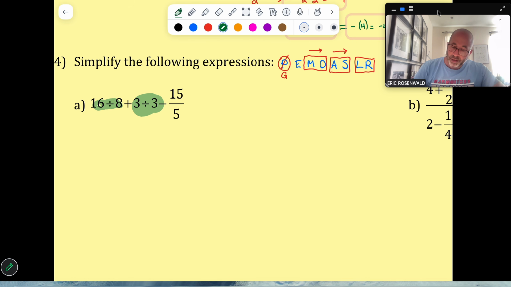And what we have here is 2 plus 1, and then we still have minus, and we still have, actually, more division here. We have this 15 divided by 5. 15 divided by 5 is equal to 3.